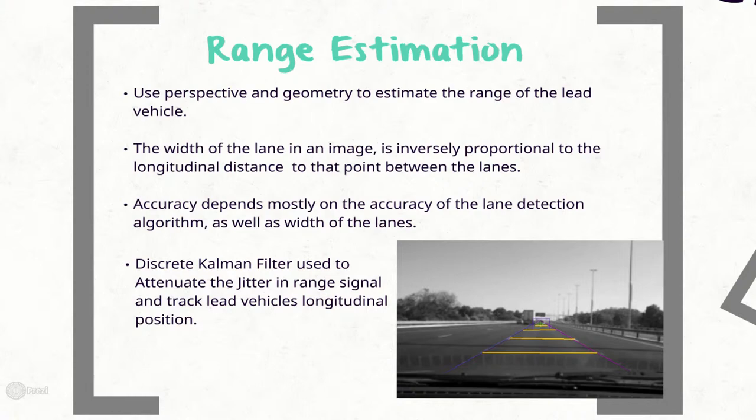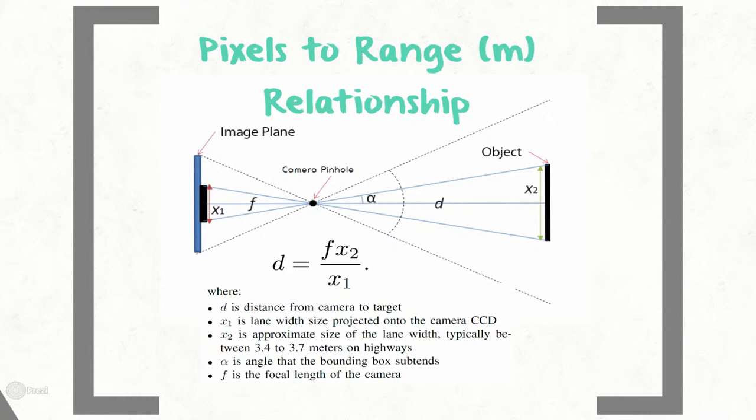Now, if you want to convert that lane width in pixels into range in meters, what is the relationship? We can basically use the camera pinhole model, where this is the object that we're detecting, which is the lane width. X1 is the lane width that is projected onto our camera CCD, D is the longitudinal distance that we're looking for, and F is the focal length of our camera.